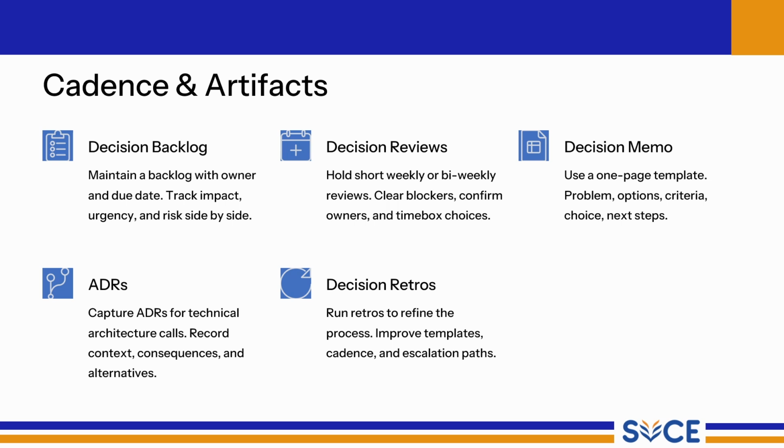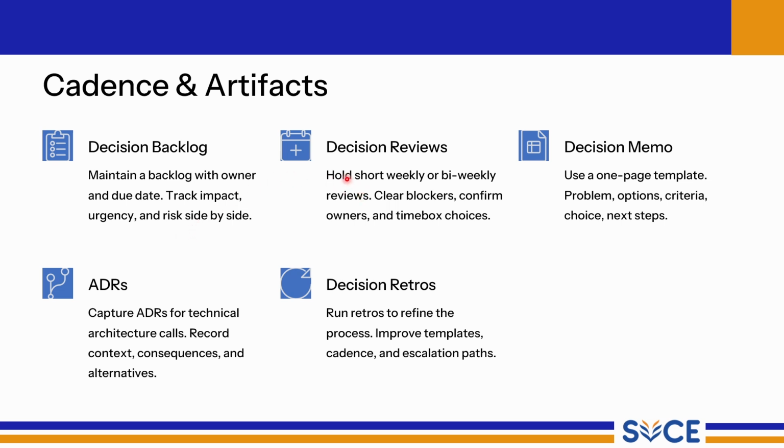Here, the decision backlog: maintain a backlog with owner and due date. It tracks impact, urgency, and risk side by side. A decision backlog is like a to-do list for choices, each with an owner, a deadline, and a clear sense of urgency and risk. So decisions are tracked, nothing lost.